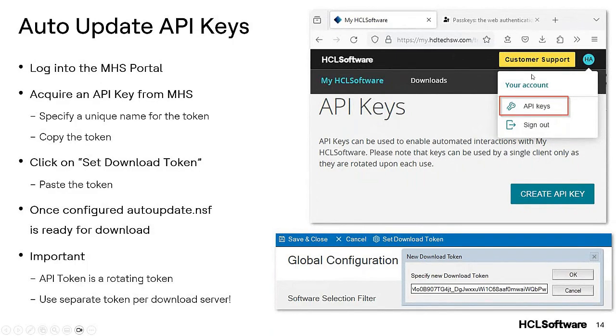In the upper right corner, once you're logged in, you have your initials. In my case, it's HA for HCL ambassadors. You click this button, then you get the create API key. It creates a key. It's a one-time copy key, which you then copy into the global configuration and save it. That key is a rotating key that changes on every request. So every server will need a separate token. So if you have multiple environments, you need one per environment.